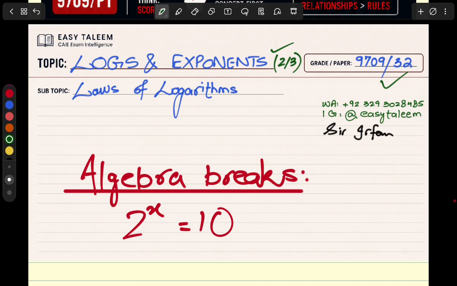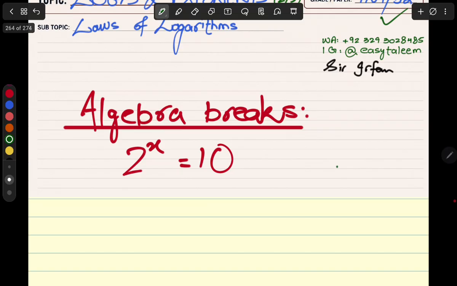Because for years we were comfortable solving equations like 2 to the power x equals 32, no problem. We simply ask, what power of 2 gives 32? The answer is 5. Then we saw 10 to the power 3 is 1000. Again, what power of 10 gives 1000? The answer is 3. Everything looked perfectly fine.